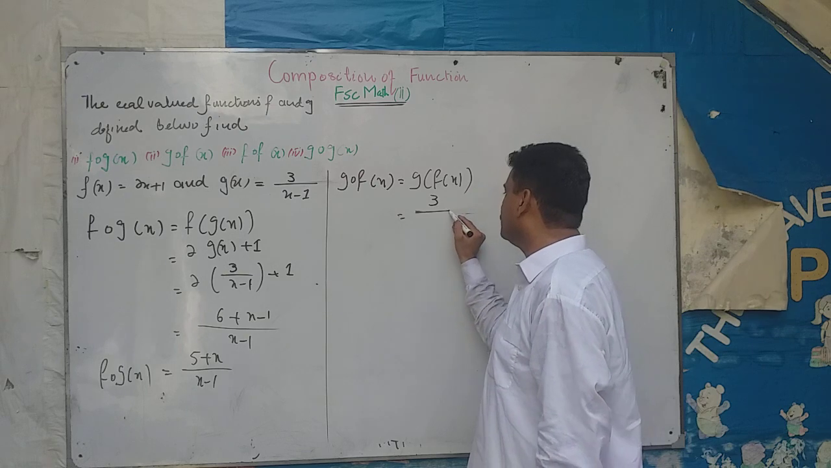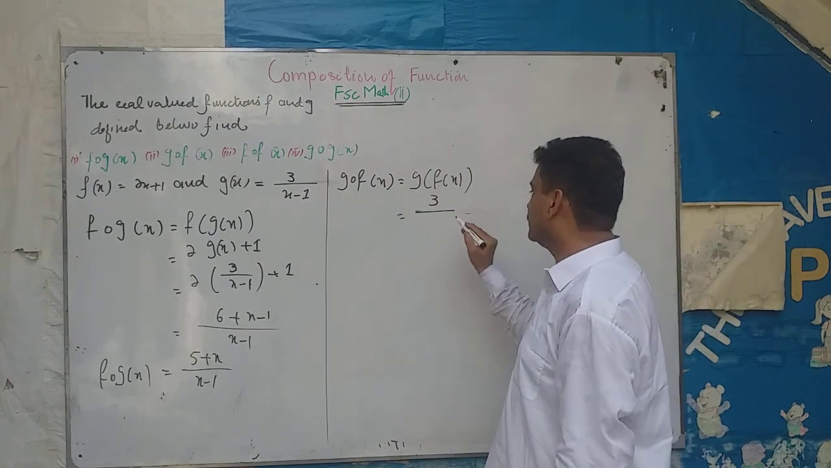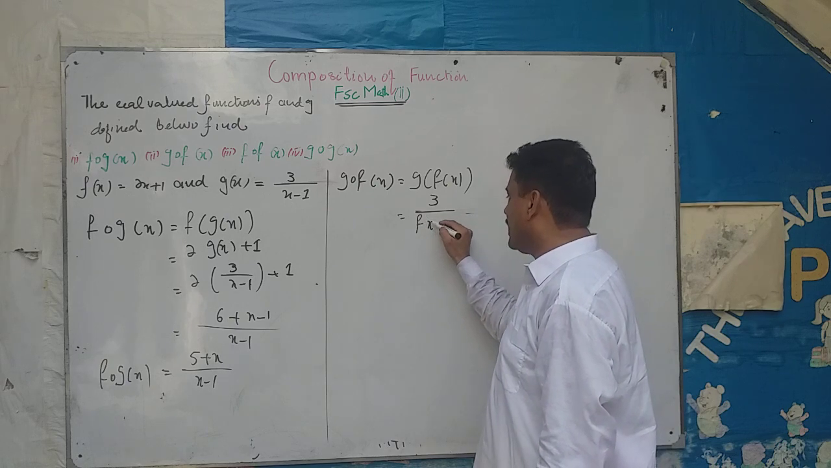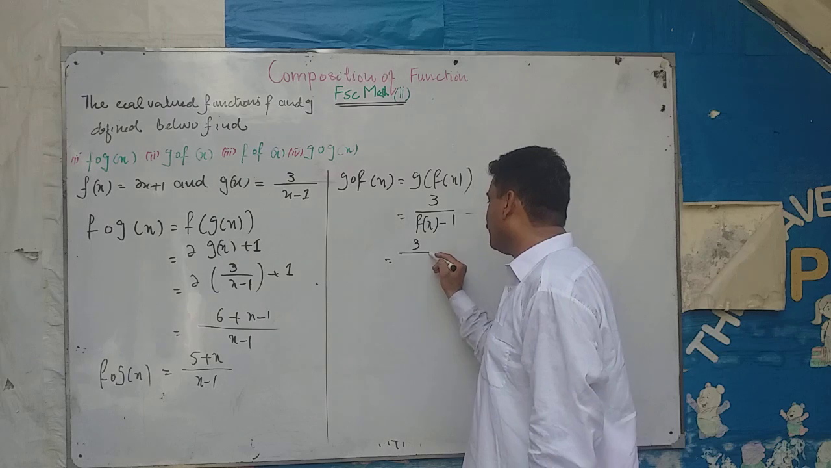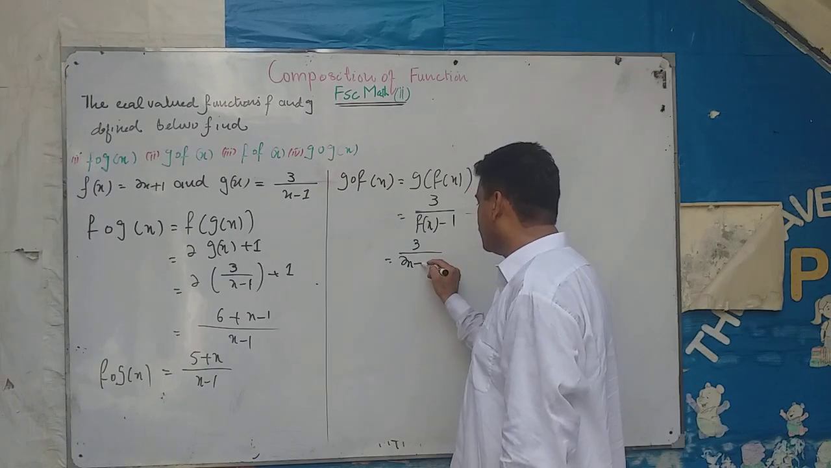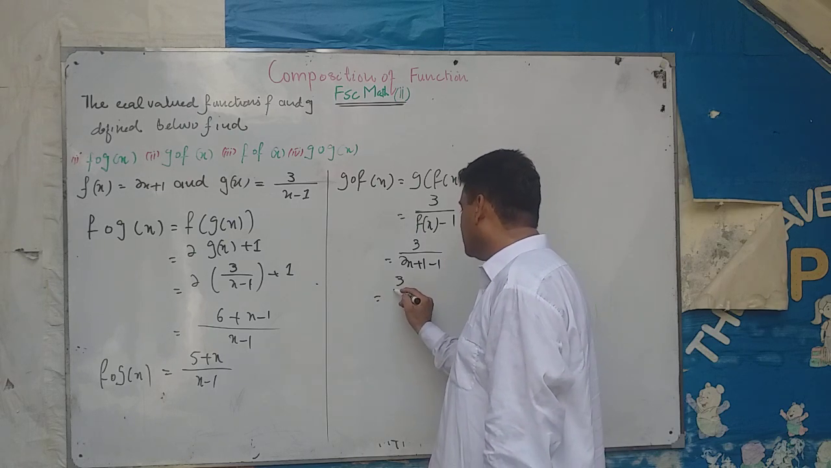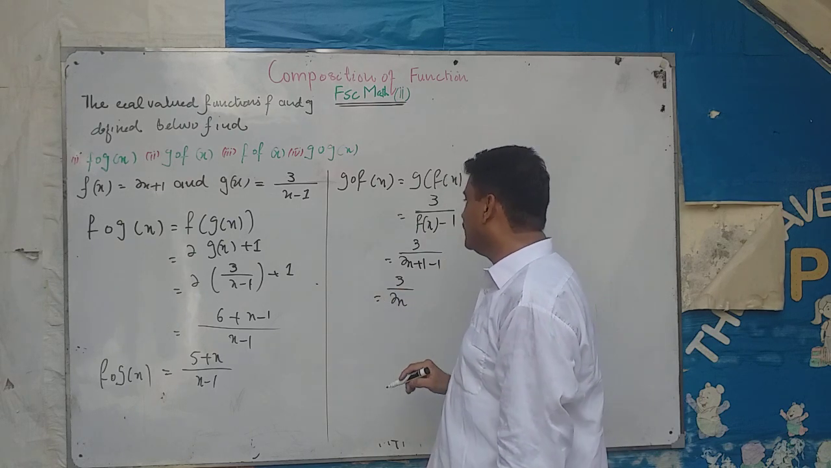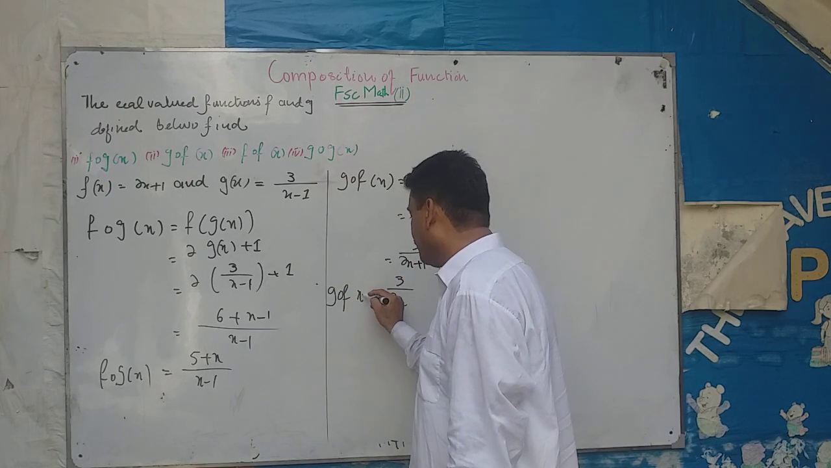We replace this x by f of x, f of x minus 1. We now put the value of f of x, which is 2x plus 1, again minus 1. We will get 3 by 2x. It is the value of g of f of x.